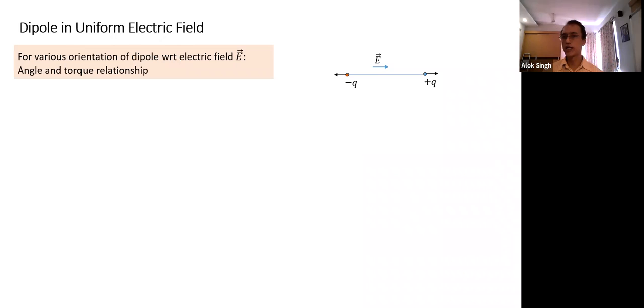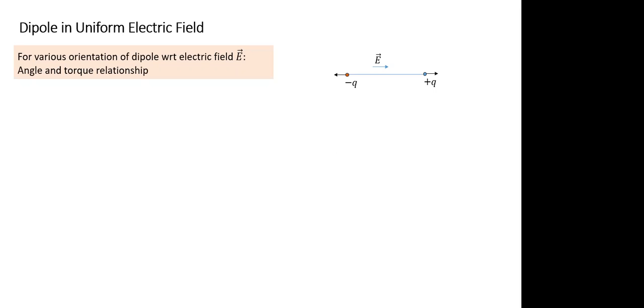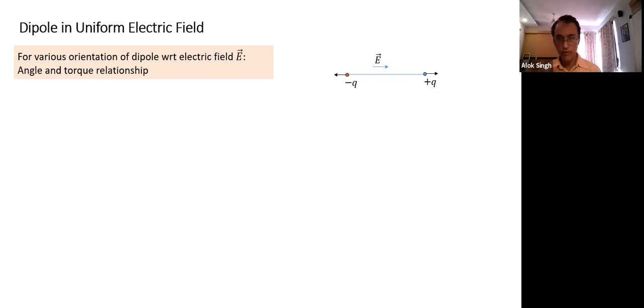suppose this is an orientation in which the electric field is from left to right. If the dipole is placed in this fashion, can you identify what is the angle between the P vector and the E vector? Can you easily see it? Zero. So in terms of the figure also we can understand what will happen if the angle is zero. This force acts in this line, this force acts in the opposite direction, and the perpendicular distance is zero. So from the figure also you can understand the torque will be zero.